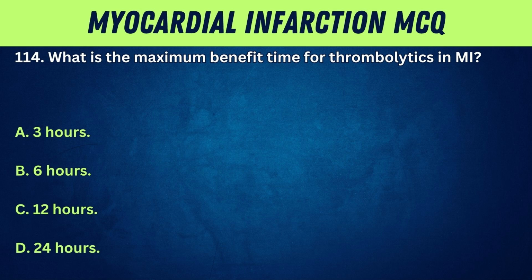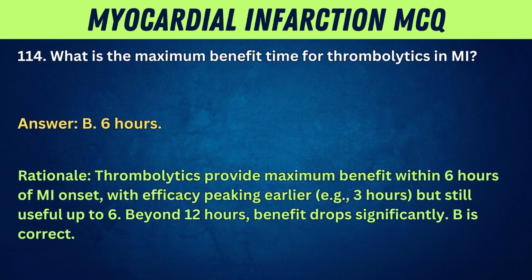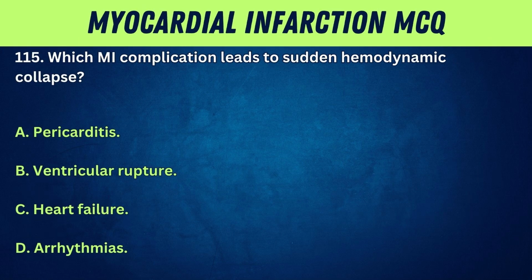A. 3 hours. B. 6 hours. C. 12 hours. D. 24 hours. Answer: B. 6 hours. Rationale: Thrombolytics provide maximum benefit within 6 hours of MI onset, with efficacy peaking earlier, e.g., 3 hours, but still useful up to 6. Beyond 12 hours, benefit drops significantly. B is correct. 115. Which MI complication leads to sudden hemodynamic collapse?